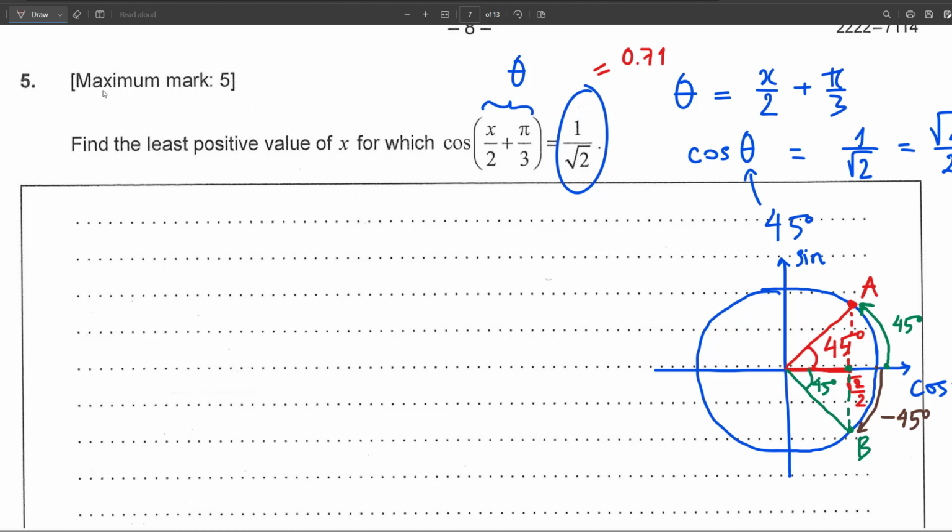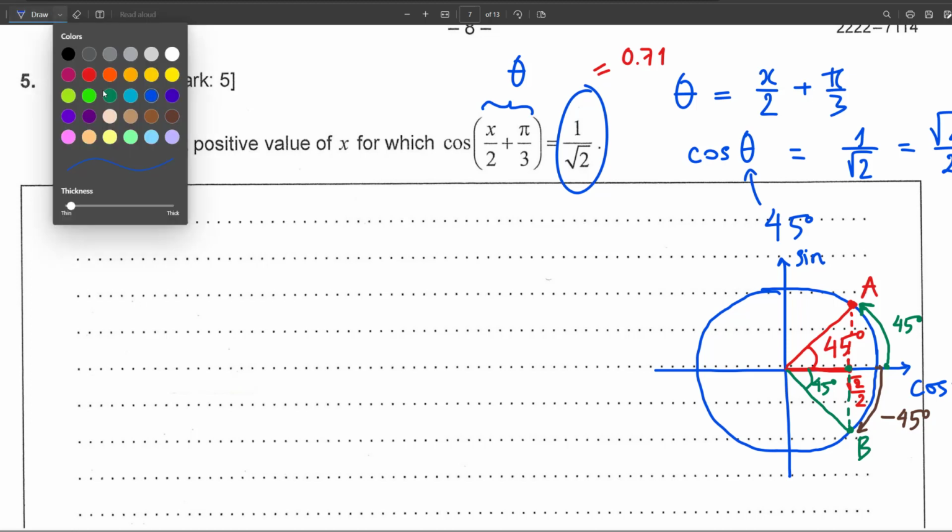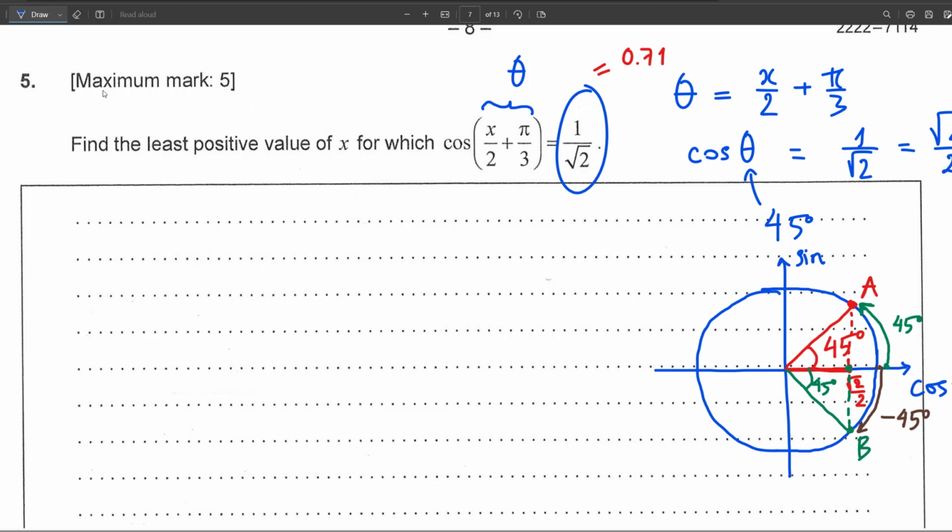So we can define this angle as minus 45 degrees, okay? Because we're measuring it in the clockwise direction. Minus 45 degrees. So the solution here we can write in the answer sheet. The cosine of theta, meaning x over 2 plus pi over 3, is equal to square root of 2 over 2, which is equal to cosine of 45 degrees or minus 45 degrees.